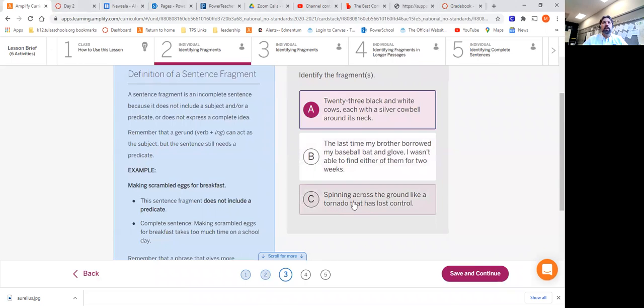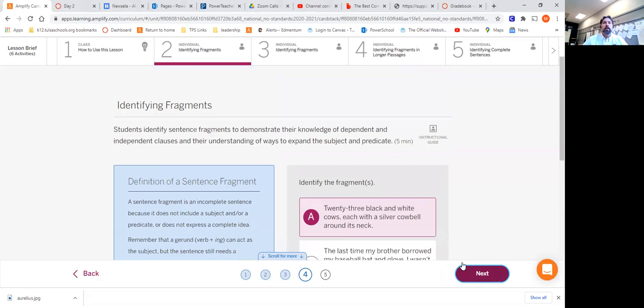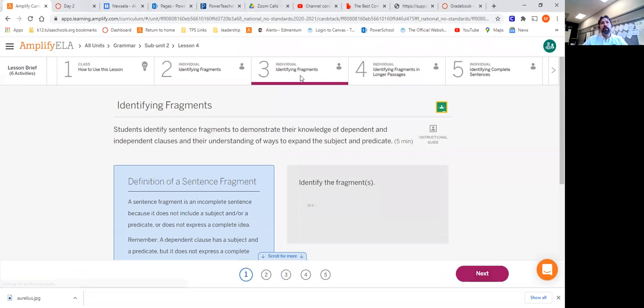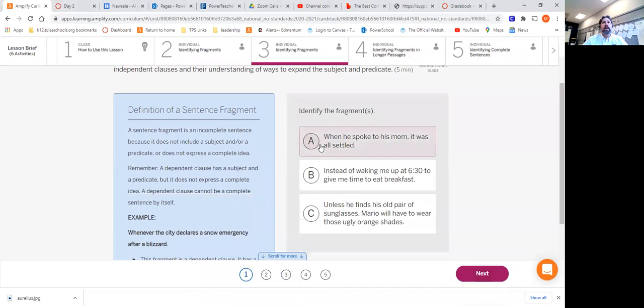Third one, "spinning across the ground like a tornado that has lost control." Who? Who spun across the ground? We don't know. It doesn't say. I'll let you guys do 4 and 5 on your own. We're going to go to slide 3 now, identifying fragments. Same exact idea. These do get a little bit more complicated.